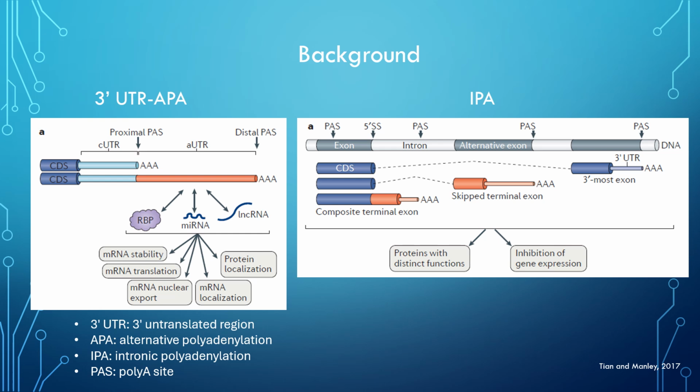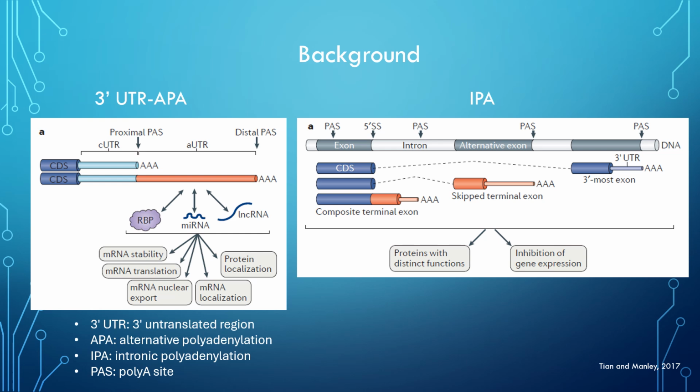Alternative polyadenylation, or APA, is a phenomenon where the different usage of poly-A sites can produce different mRNA isoforms. In a simplified case, using a proximal PAS can lead to mRNA with shortened 3' untranslated region. It has been found that a longer 3' UTR is associated with reduced mRNA stability and gene expression. Although most polyadenylation happens in the 3' UTR, you can also use PAS in the in-chain region.